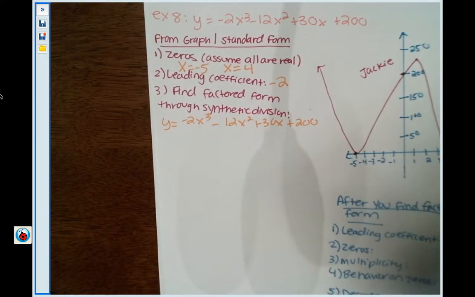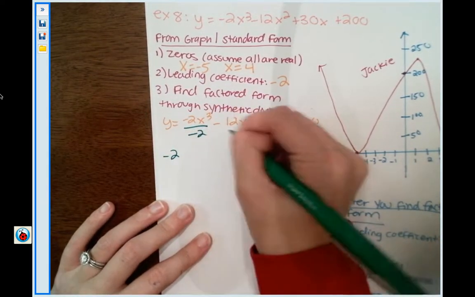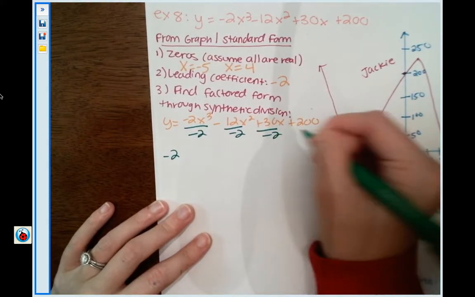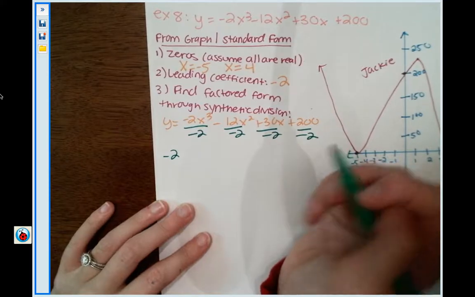Alright, I'm going to factor out our GCF, which is a -2. Holy hot dog, I'm excited. Alright, so -2. I'm going to divide all these by -2. Bam! And bam! Alright, which I forgot my y equals.